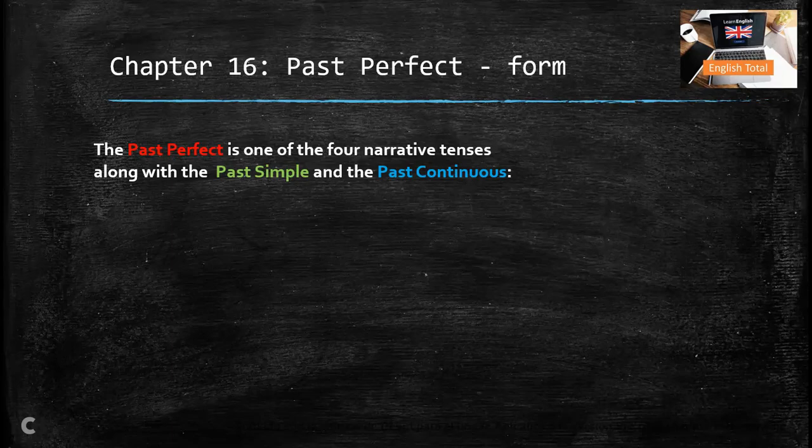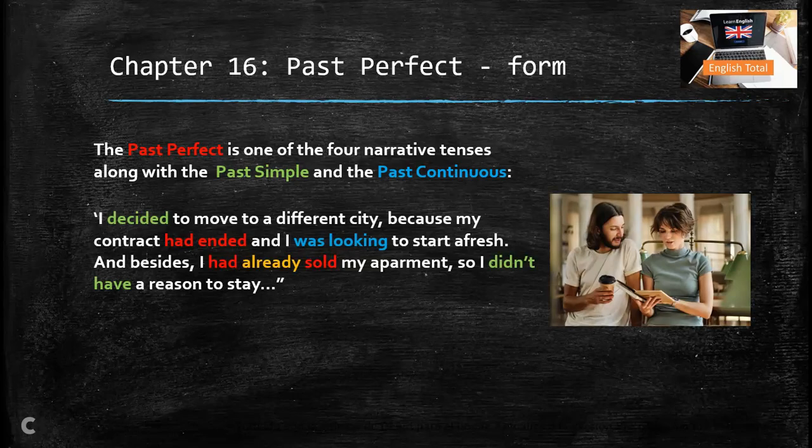Listen to this. I decided to move to a different city because my contract had ended, and I was looking to start afresh. And besides, I had already sold my apartment, so I didn't have a reason to stay. As you can see, using narrative tenses correctly will help you establish the right sequence of events as they happen, and will make your stories much easier to understand. Something to keep in mind if you want your English to be great.